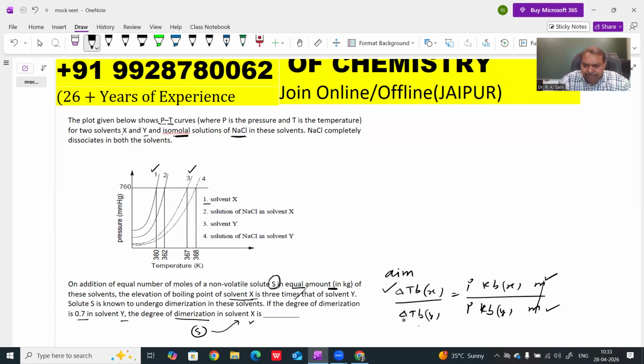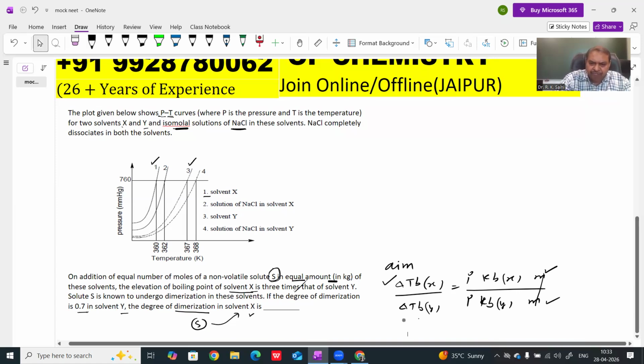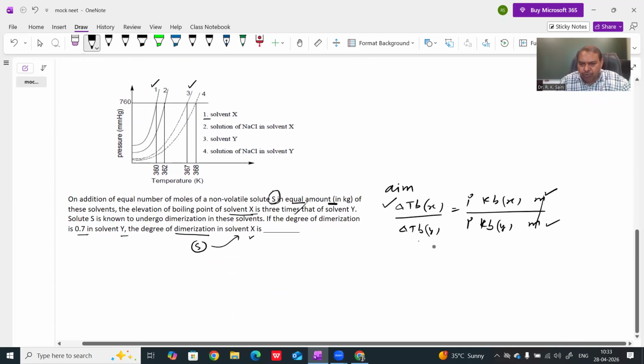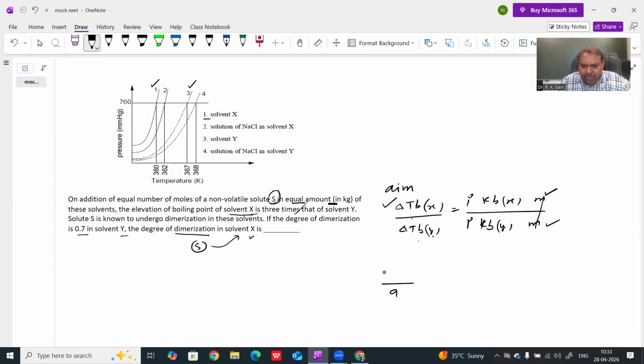If we let the elevation in boiling point of the solution in Y be A, then the elevation in solution X is 3A, which is 3 times. So we find i in X and i in Y, and the Kb in solvent X and Kb in solvent Y. With the help of this graph, we find Kb of solvent X and Y.